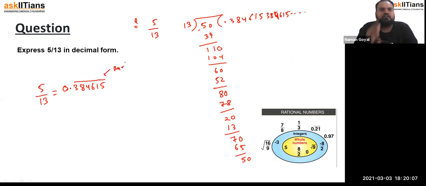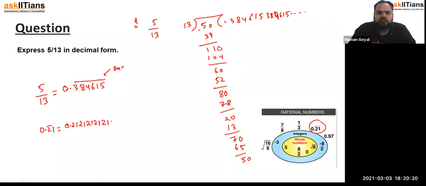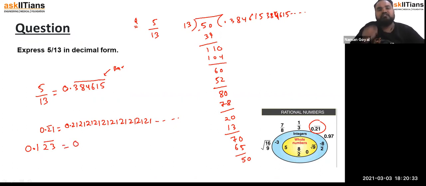This is known as bar. Bar means that quantity will repeat again and again. So if there is a number written as 0.21 bar, it means 21 is repeated again and again: 21, 21, 21, and so on. Okay, if there is a number 0.123 bar, now the bar is only on 2 3. So it means 2 3 is going to be repeated, right? So 0.1 2 3 2 3 2 3 2 3 2 3 and so on, right? Got it?